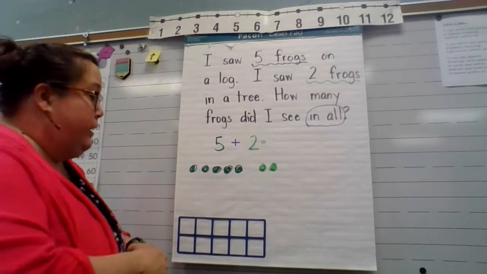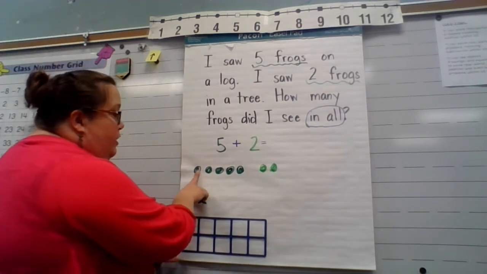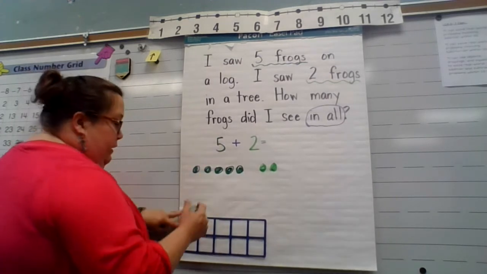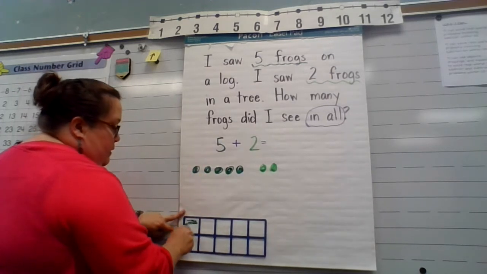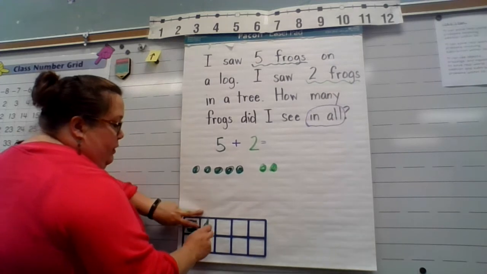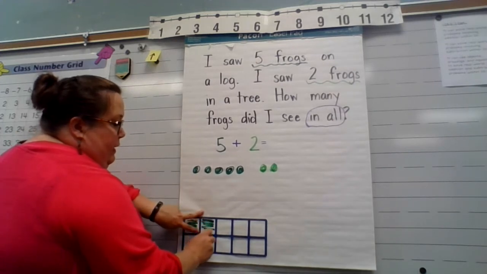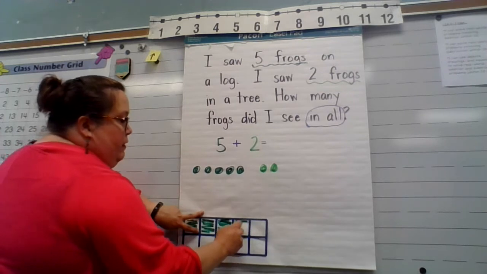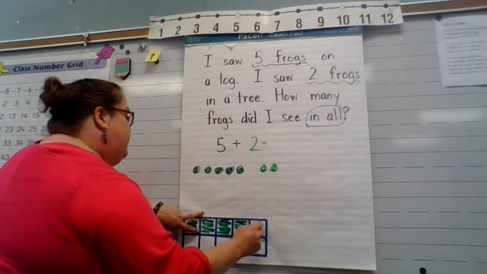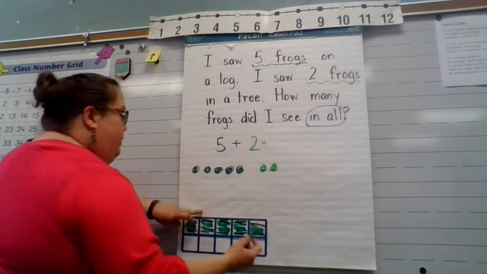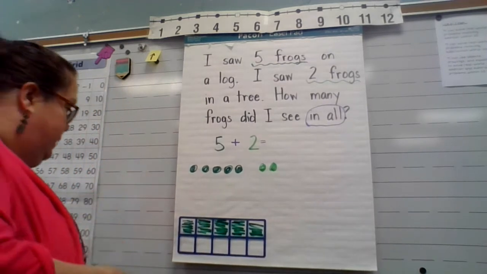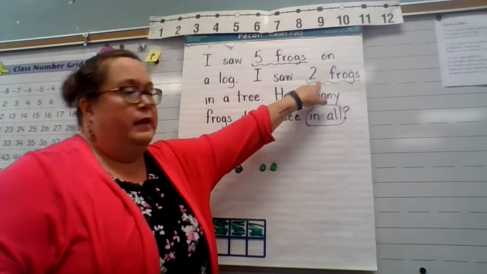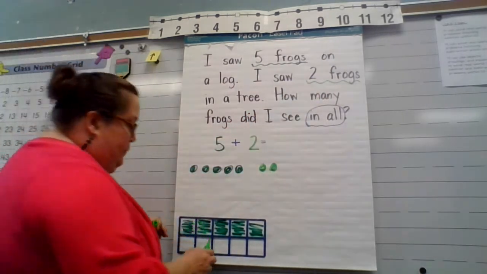So I'm going to use the marker again. I'm going to fill in 5 with this color. And I'm not going to do it fancy. I'm just doing it real quick. See, I'm not even getting it all colored in. There's 3, 4, 5. Okay. And I'm going to switch colors because now I need to show the 2 frogs that were in the tree.